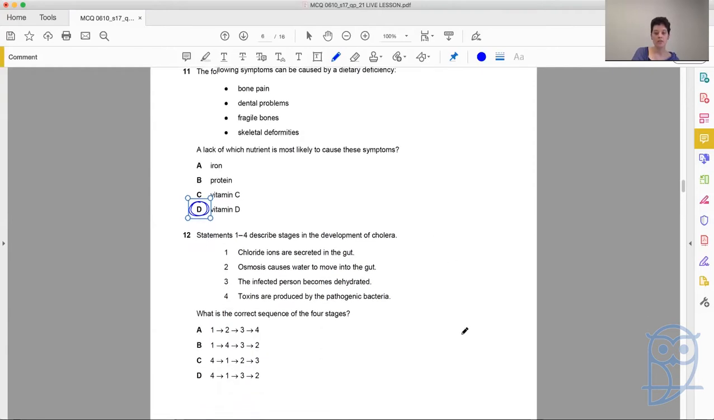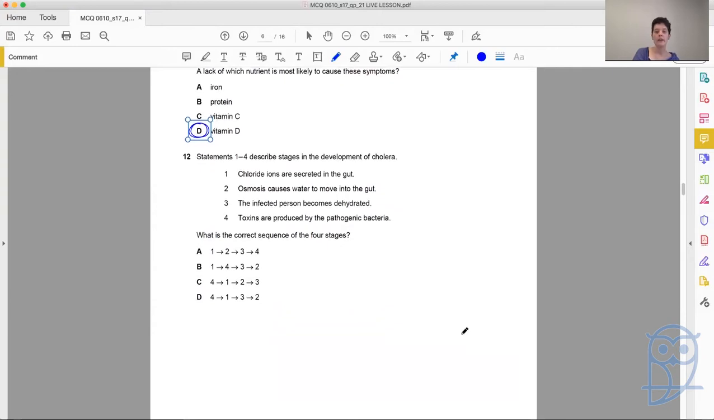Question 12. Statements 1 to 4 describe stages in the development of cholera. So we have chloride ions are secreted in the gut. Osmosis causes water to move into the gut. The infected person becomes dehydrated. Toxins are produced by the pathogenic bacteria. What is the correct sequence of the 4 stages?